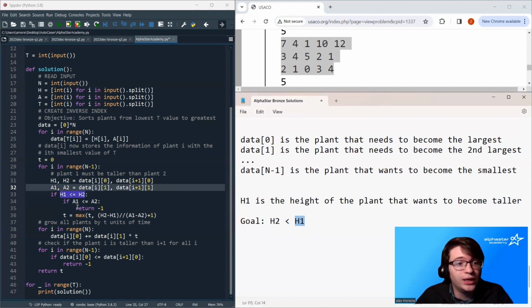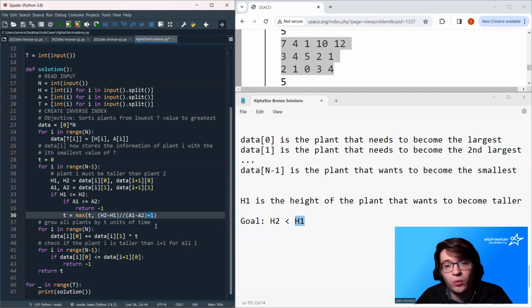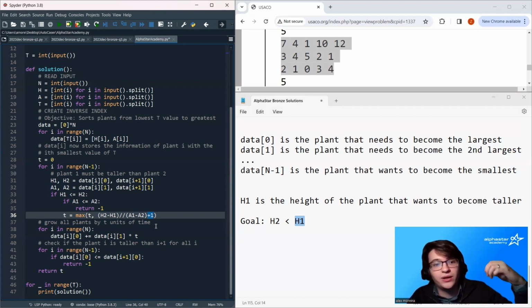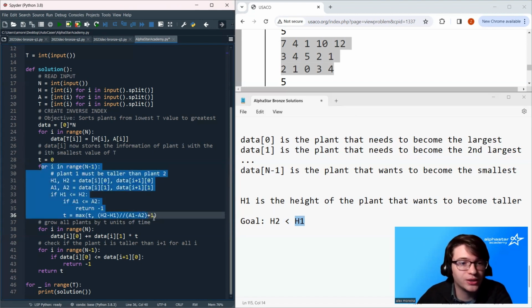However, if this is not true, then we can calculate this value of t. We're just using the same equation that we defined above, but we're adding 1 to it. Why are we adding 1 to it? Well, remember, we don't want the time they're equal. We want the time right after they're equal, the time where h1 finally exceeds the height of h2. And we're going to loop over all the pairs of plants and store the maximum.